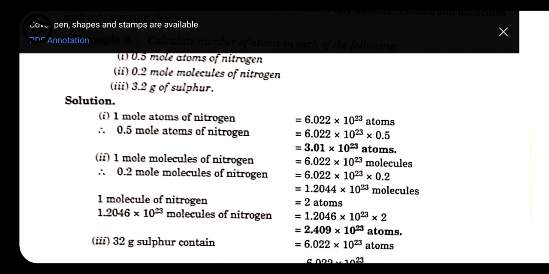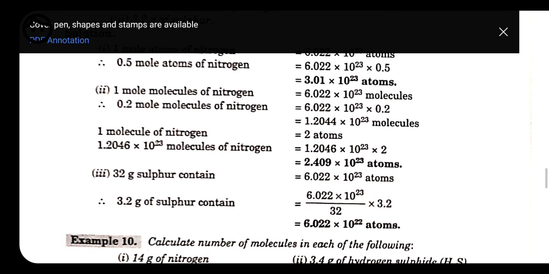One molecule of nitrogen has 2 atoms, nitrogen and nitrogen combined to form 1 molecule. So 1 mole of nitrogen contains this much. The question asks how many atoms these 1.2044 into 10 to the power 23 molecules of nitrogen contain. Here again we have to multiply it with 2, and then we will get the answer. These are all very simple numericals, because we have already done these things in class 9th.